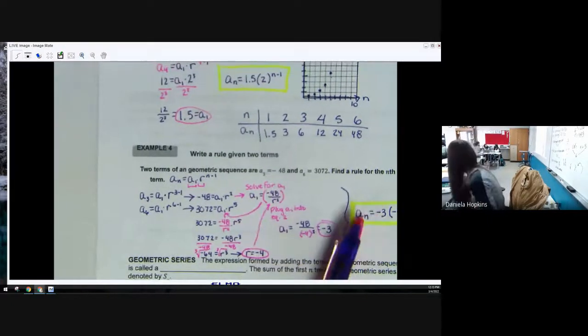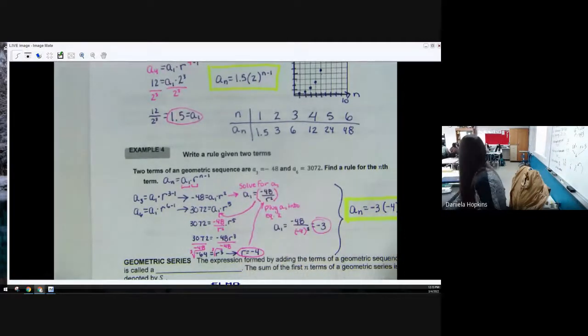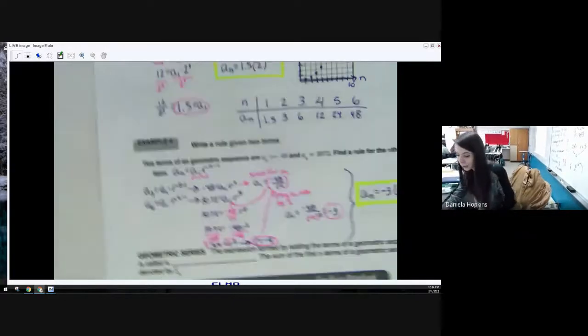And I was super nice to you on the homework, and I think I gave you 3 of them where one of the random terms was your first term. So it was fun to see people who didn't notice that, and they plugged in to solve for A1, and then they got a 0 exponent, and it was your A1. So that was fun. So today we're going to talk about geometric series.